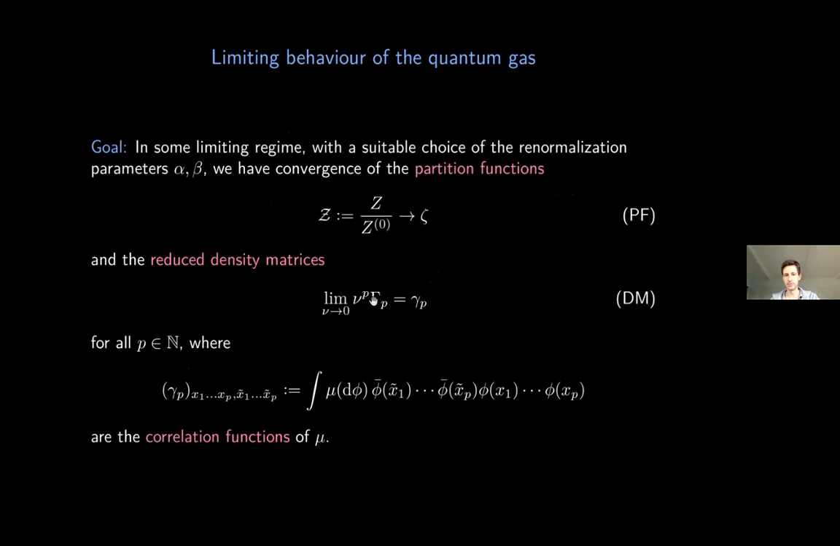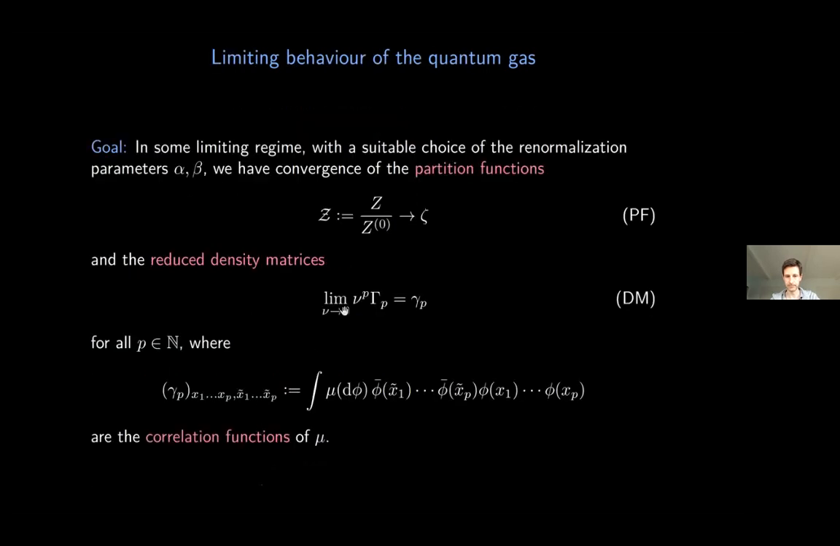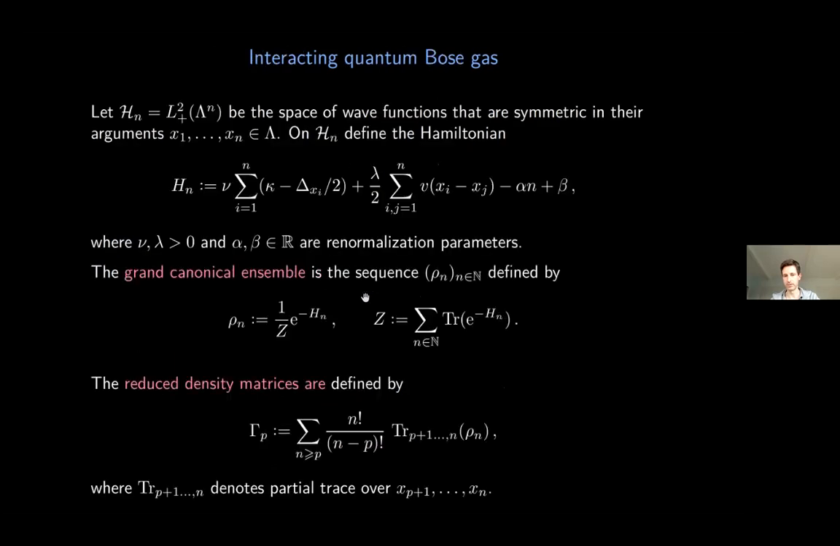And similarly, the reduced density matrices. So if I take this reduced density matrix gamma p, which was this object here, and I take some limit. The limit is going to be that of mu tending to 0. So the limit is always going to be this guy. This is somehow the fundamental parameter. This will tend to 0.